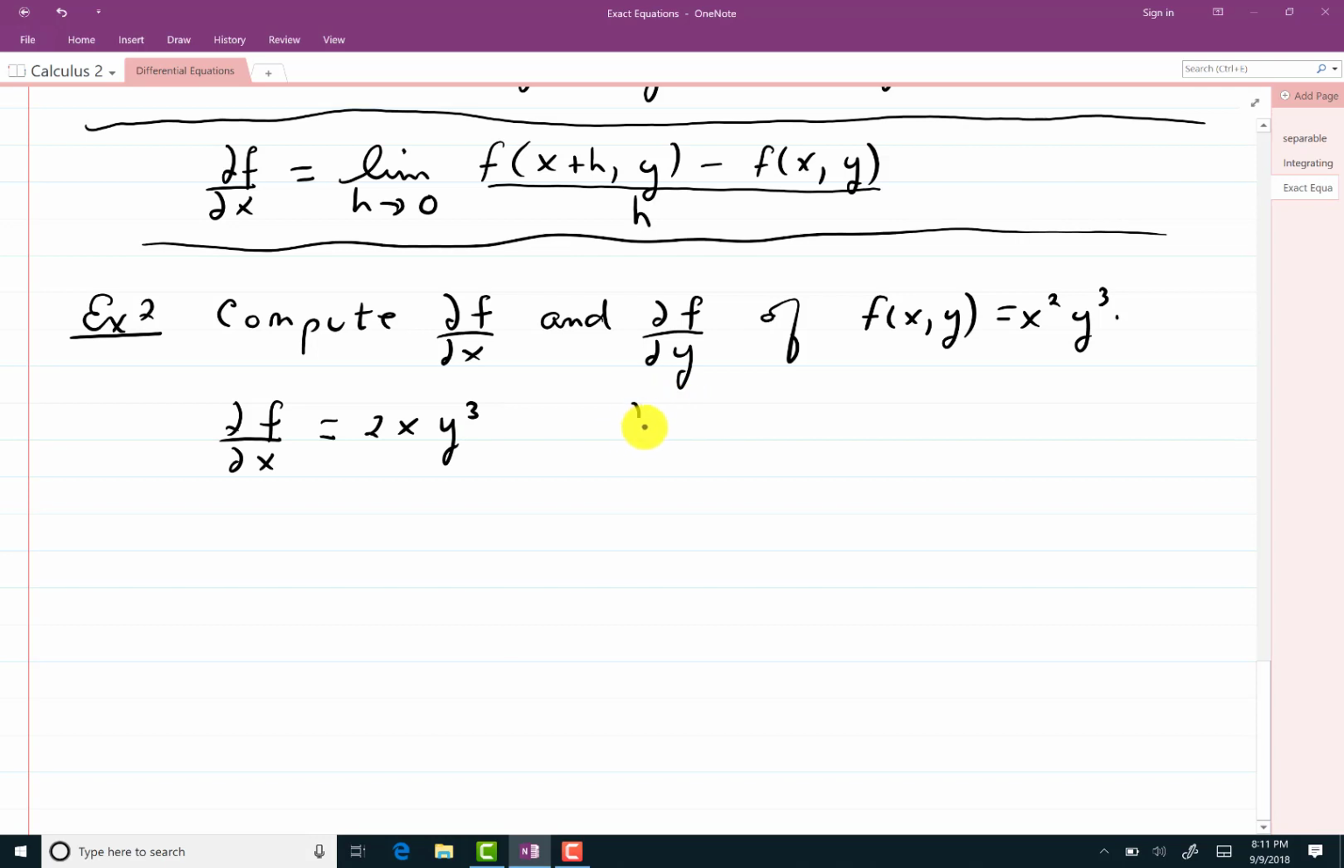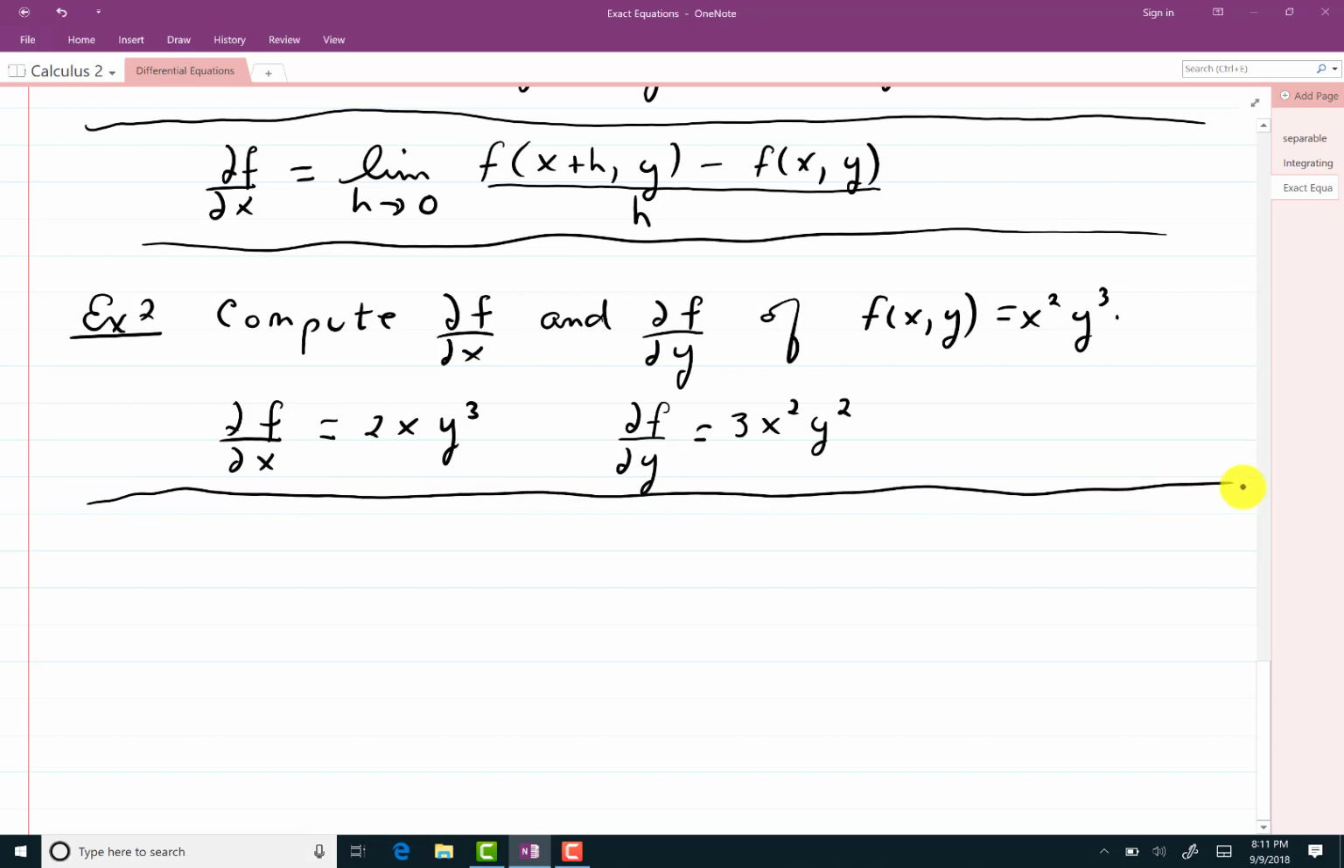And now if I want the partial with respect to y, I'm going to treat x as a constant. And so this time, the derivative of y cubed is going to be 3y squared, but the x squared is left untouched. So I'll get 3x squared y squared. So you really don't need a lot more than that to do the problems we're going to do in this section.